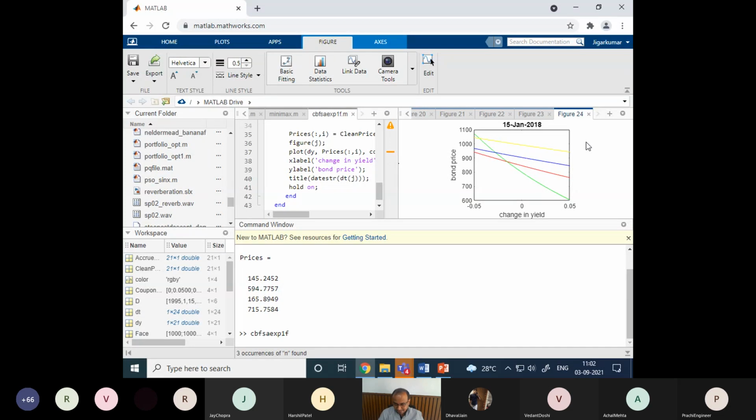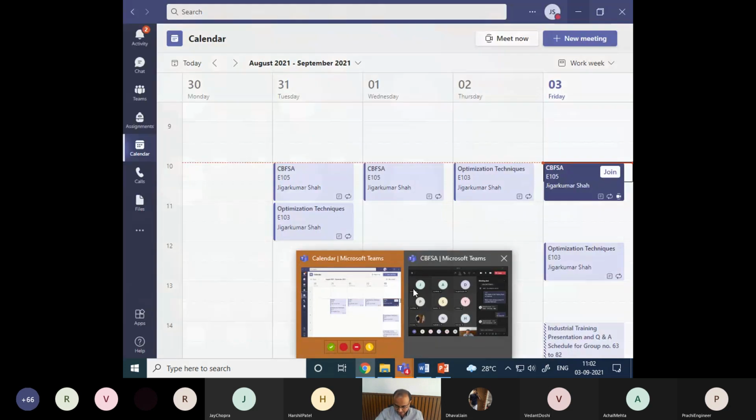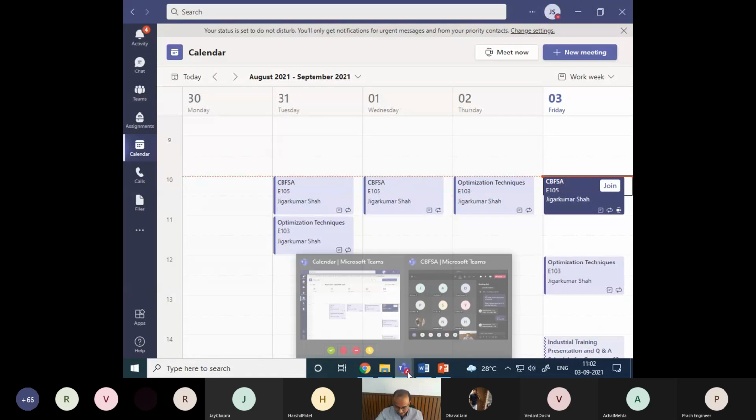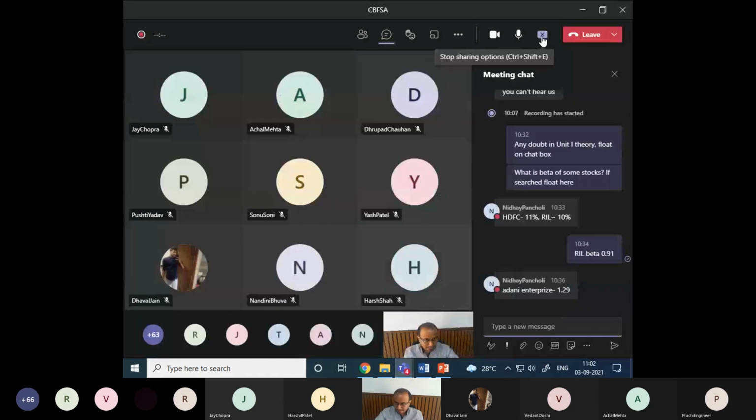So you can compare these bond yield curves, and I think the time limit is over. So I am not taking much more time, but that completes our experiment. So let me end this session. You will do enough practice. Let me stop recording.